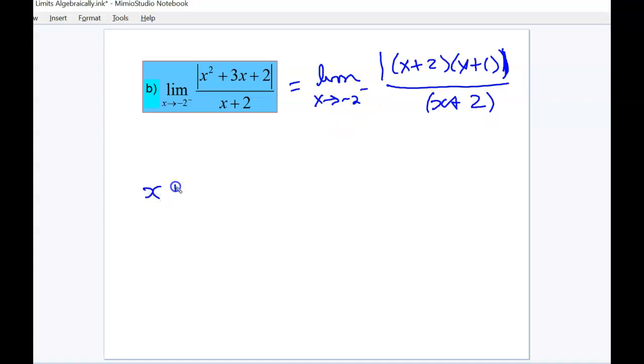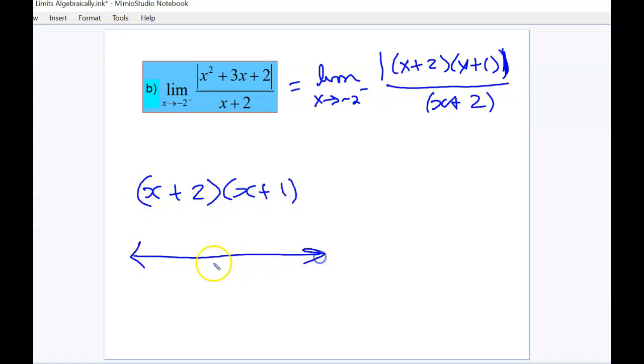So let's take whatever's inside my absolute value sign, and let's place it on the number line. So negative 2, negative 1. As I approach negative 2, let's put in a negative 3 here, negative 1.5 and 0. Negative 3 is negative, negative. That's going to be positive. Negative 1.5 is positive, negative. 0 is positive, positive. So now as I'm approaching negative 2 from the left, it's positive. So I'm using the positive branch of this absolute value.